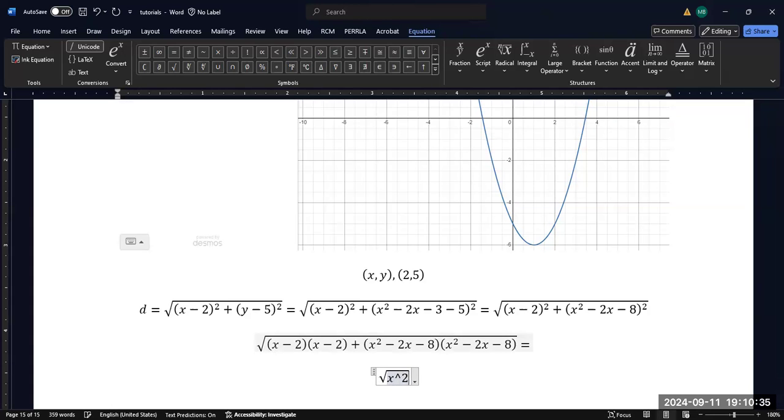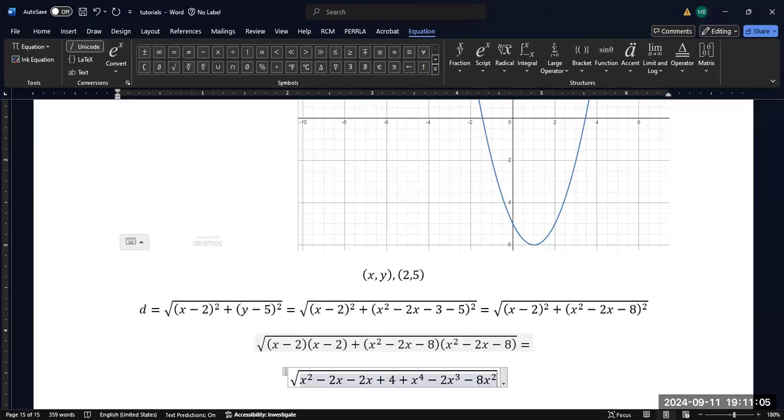So x times x is x squared. x times negative 2 is negative 2x. Negative 2 times x is also negative 2x. Negative 2 times negative 2 is positive 4. And then x squared times x squared is x to the 4th. And then x squared times negative 2x is negative 2x cubed. And then x squared times negative 8 is negative 8x squared.